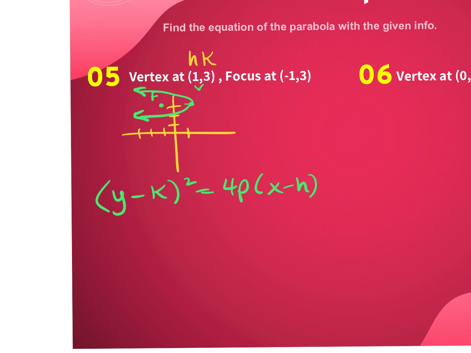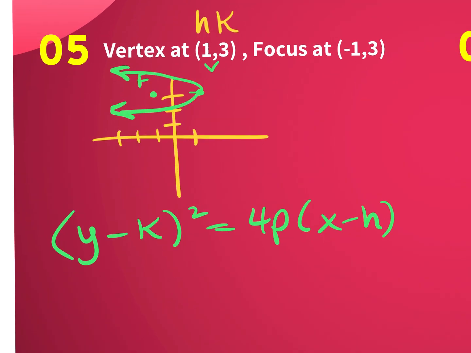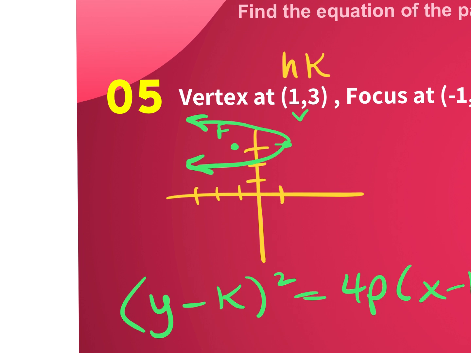What I can do here is first I need to find how far away this focus point is from this vertex. So if you've given yourself the visual, you could actually just count the spaces. And you can see that it's 2 spaces away. So my p-value is going to be -2 because it's the backwards c.